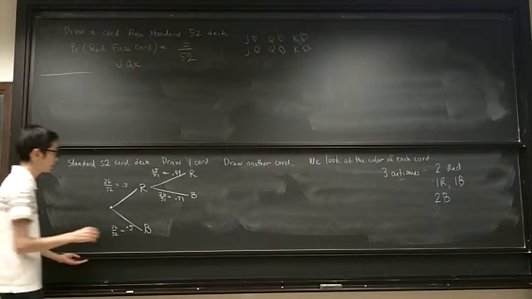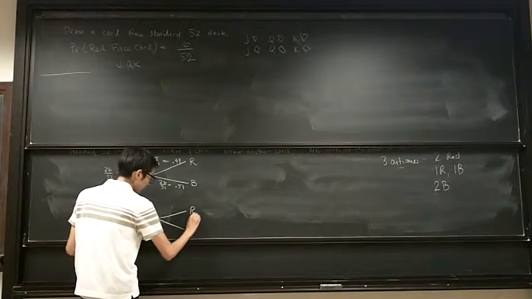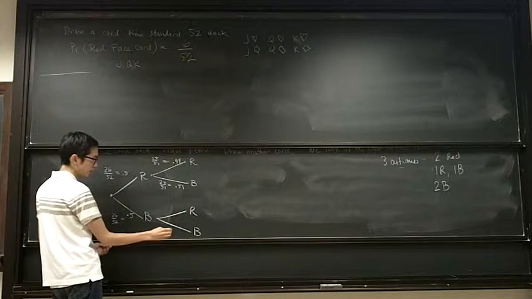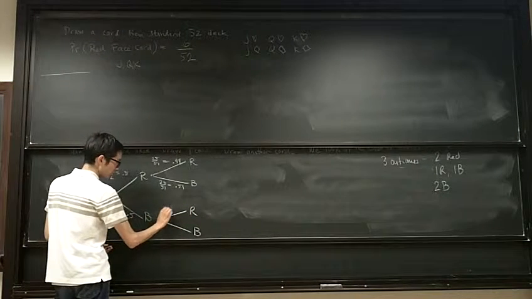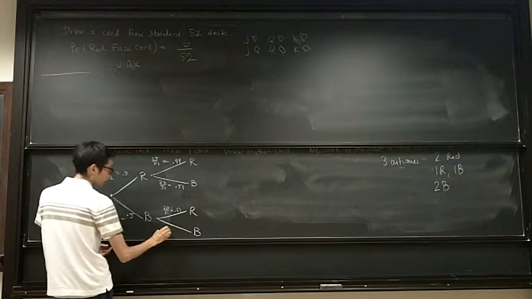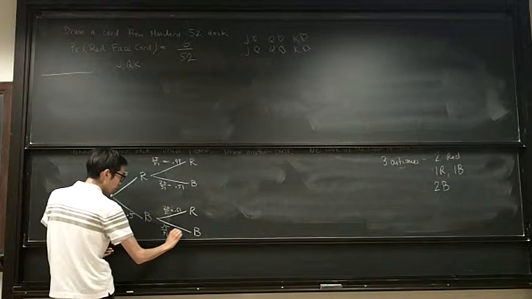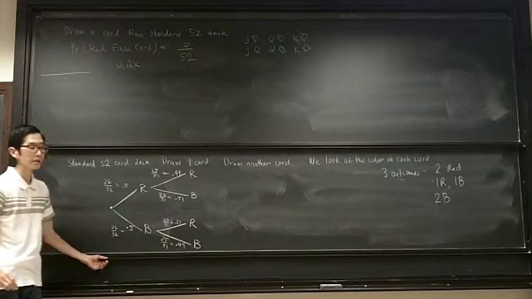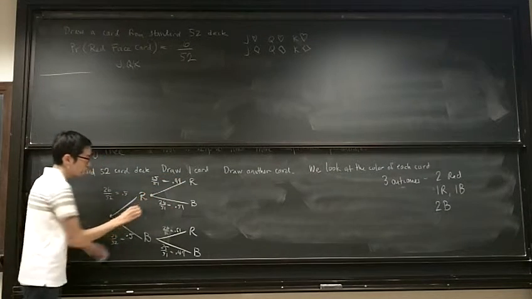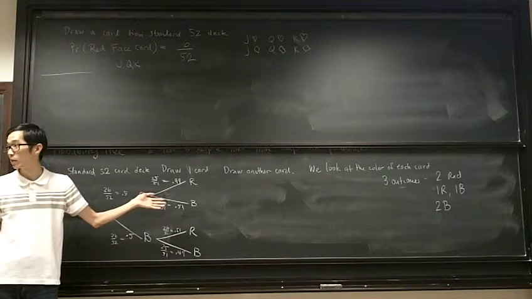Okay, and then if the first card is black, the next card could be red or black. And what's the probability of drawing the red card? 26 out of 51, so this is 0.51. And the probability of drawing a black card, again, is 25 out of 51, 0.49, okay? And again, notice that at each node, the probabilities of all the branches coming off of that node add up to 1, okay?